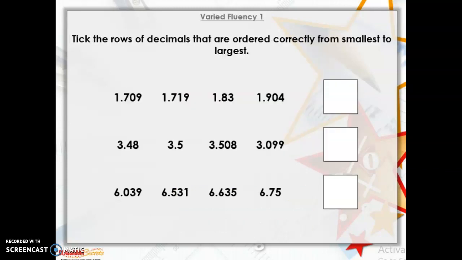Right, let's try and answer a few questions. Remembering what I've said about thinking about the order, I would like you to look at these rows and work out which ones are ordered correctly. We've got row 1, row 2, and row 3. Some of them are ordered correctly, some are not. I want to know which ones are and which ones aren't. They're ordered from smallest to largest. Can you pause the video and work out which ones are correct, please? Off you go.